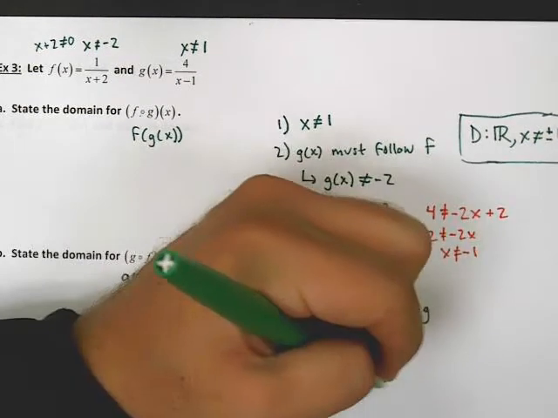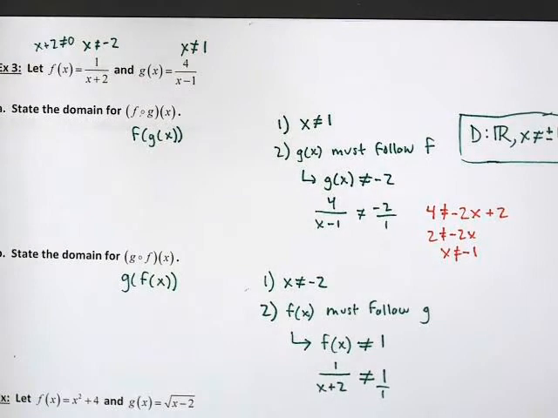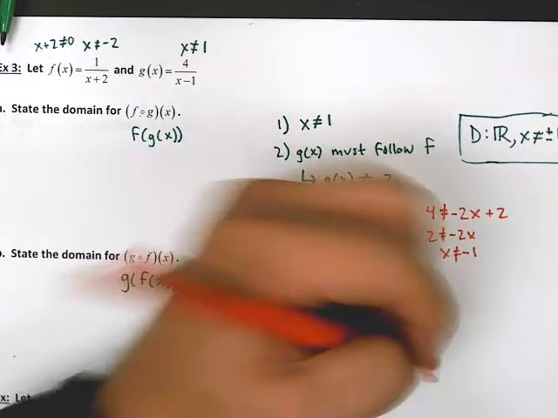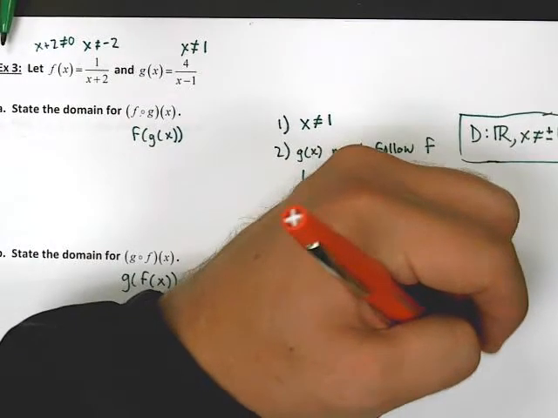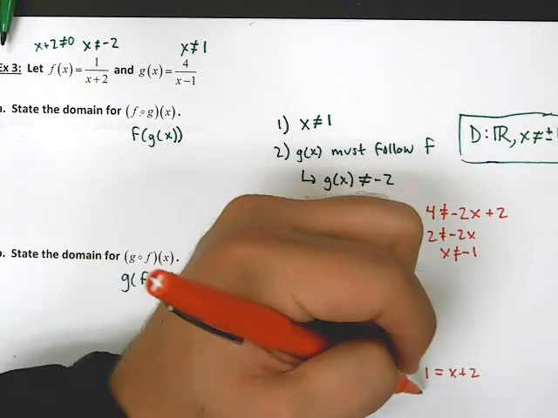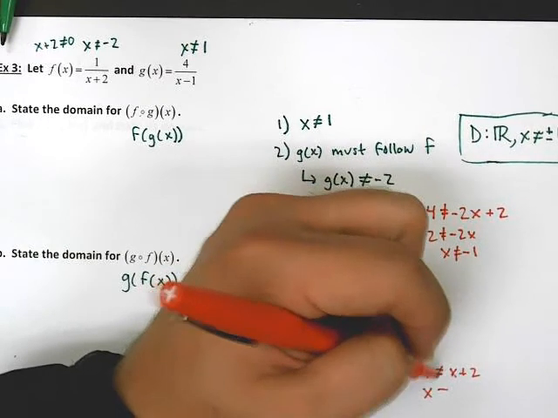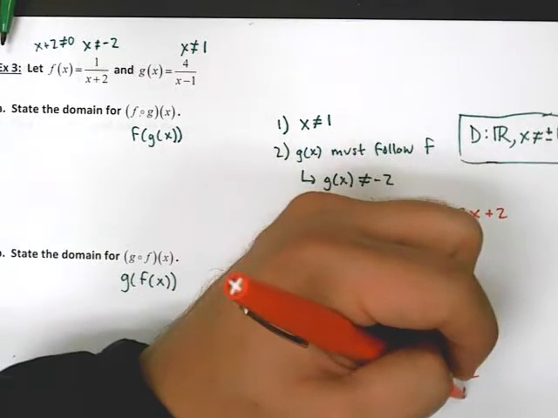Alright, what happens to solve this? I'm going to have to cross multiply. So 1 times 1 is nice and easy, that's just 1. 1 times x plus 2 is just x plus 2. And then I'll move the 2 over. So x cannot be negative 1.